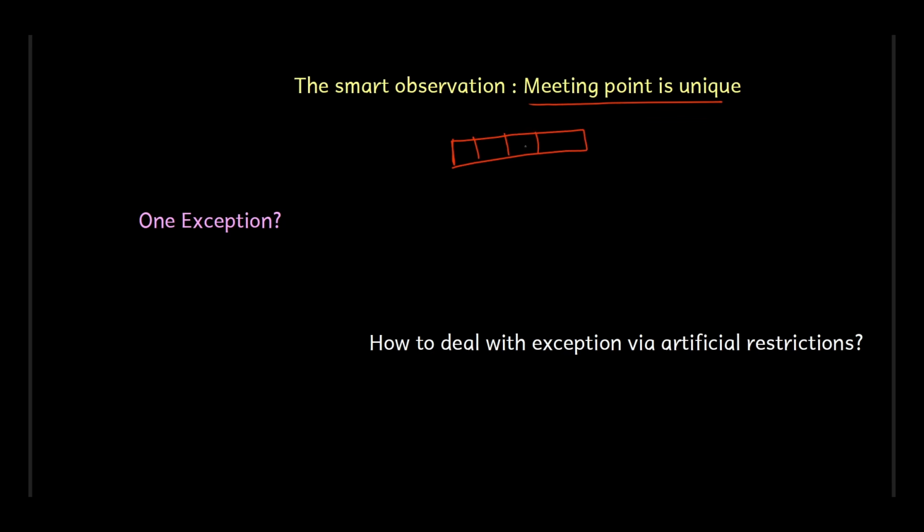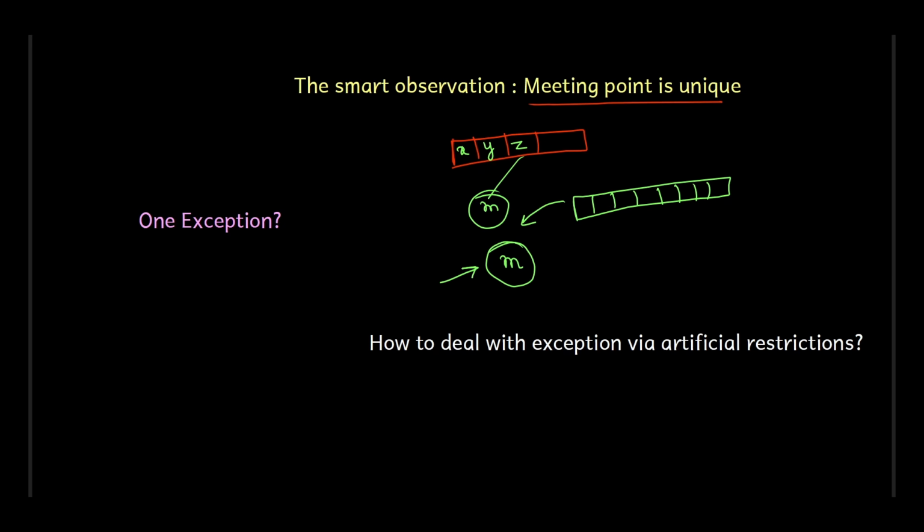So of course the meeting point for three elements will also be unique, because x and y meet at the common point m. Then x, y and z should also meet at some common point m. In fact, you can extend this reasoning to the entire array, and conclude that all of them will meet at a single point m, and this is uniquely determined. So you don't have to try all 60 possibilities, you can try just one possibility.